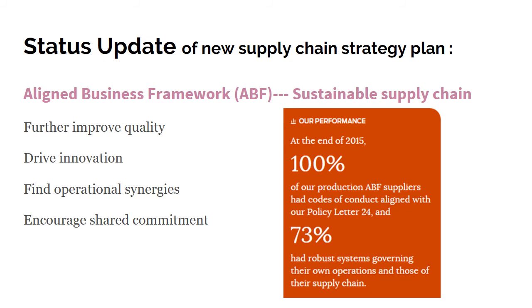Currently, Ford's supply chain strategy is focusing on sustainability. In 2005, Ford Motor Company entered into Aligned Business Framework, ABF, agreements with select suppliers to strengthen collaboration and develop a sustainable business model to drive mutual profitability and technology development. Ford currently has 81 production and 26 non-production ABF suppliers.